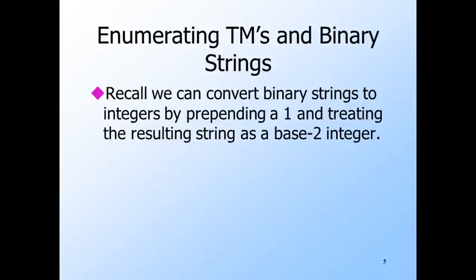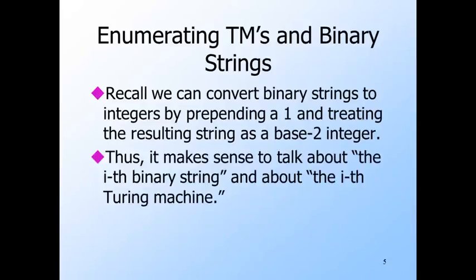Once we have Turing machines represented by binary strings, we can convert these strings to unique integers using the trick we explained a while ago. Put a 1 in front of a binary string and treat the result as a binary integer. Thus, we can talk about the ith Turing machine. And of course, we earlier learned we could talk about the ith binary string.